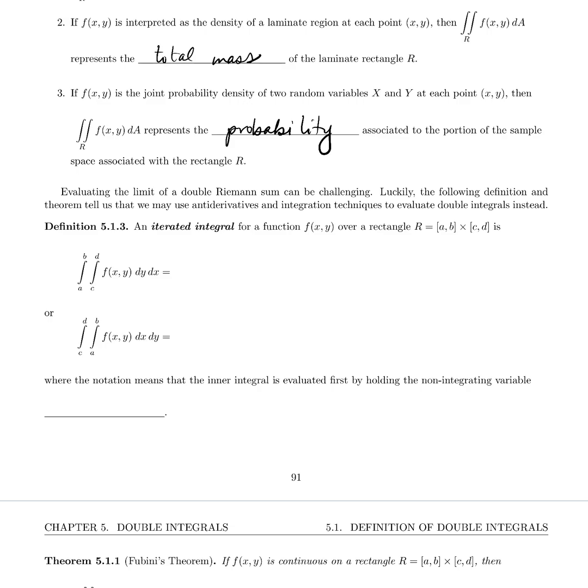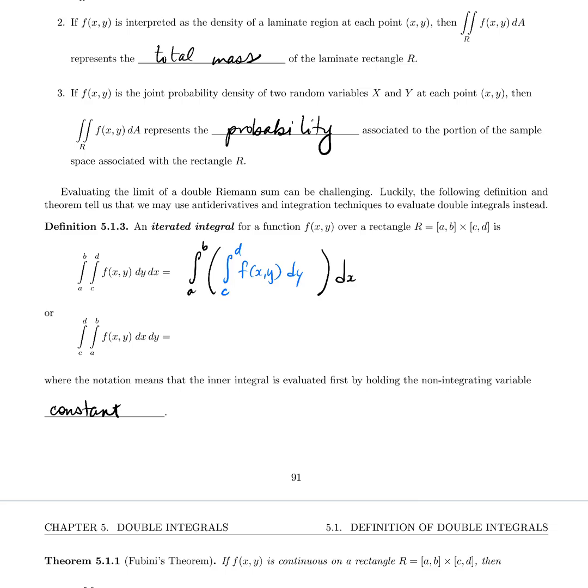And so an iterated integral, say that 10 times fast, is interpreted as this. You've got an integral from a to b dx, and what's inside is an integral from c to d of f of x, y, dy, where that tells you that you've got an integral like you would have done in Calculus 2. Let's read this bottom sentence here, where the notation means that the inner integral is evaluated first by holding the non-integrating variable as a constant. So you would evaluate this integral the same way you would have done in a previous calculus course. You just pretend x is a constant and you integrate as a single variable integral with respect to y.